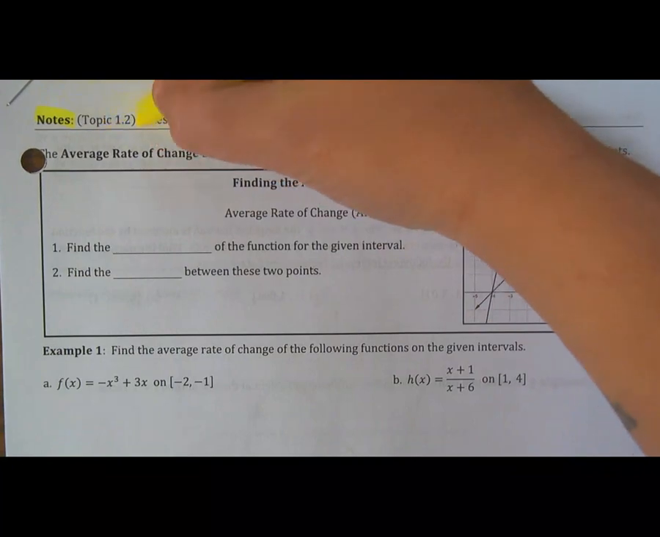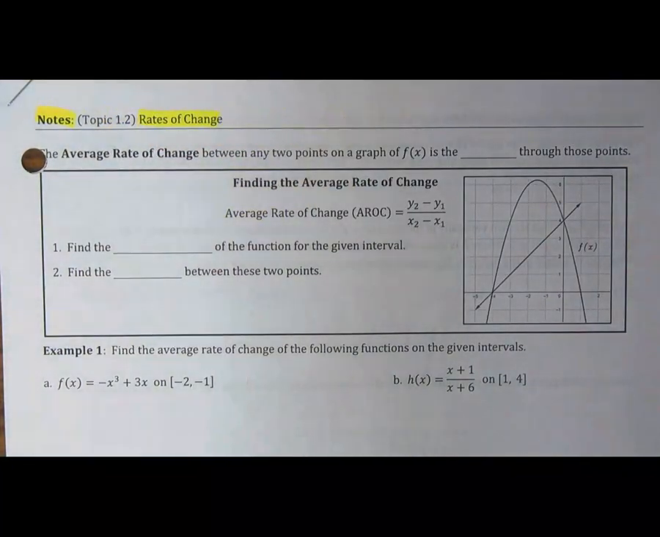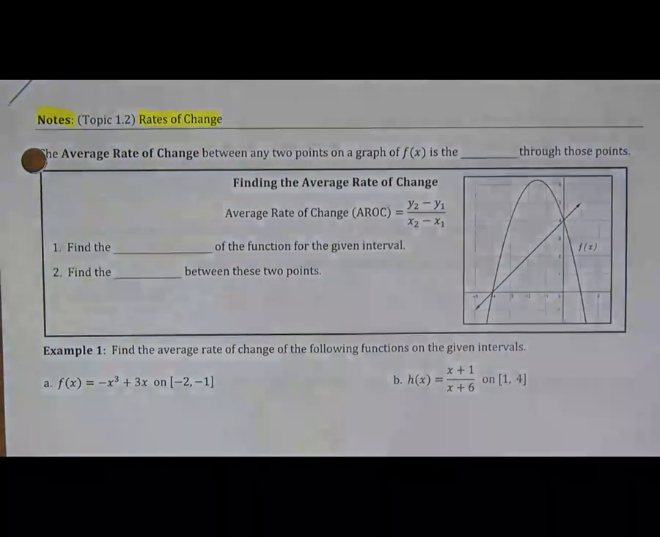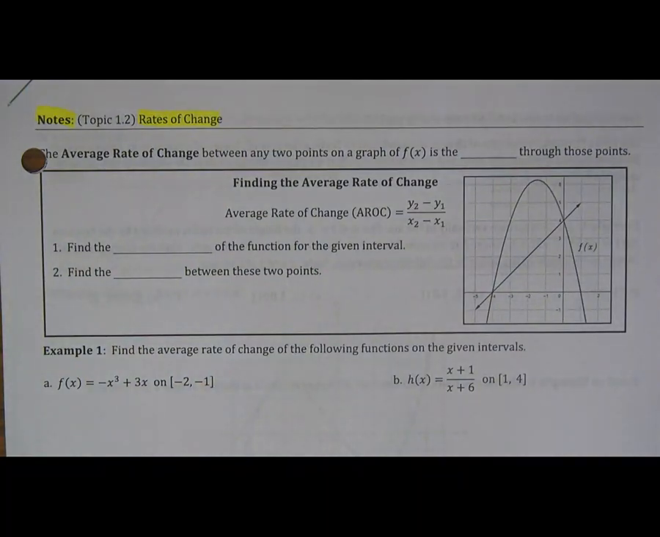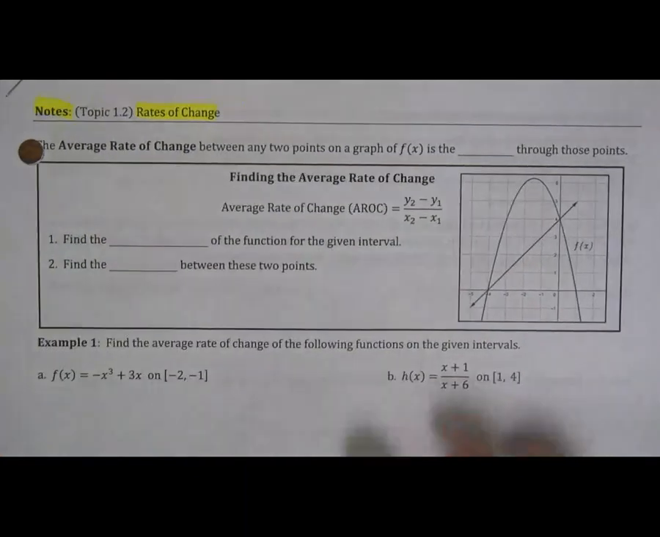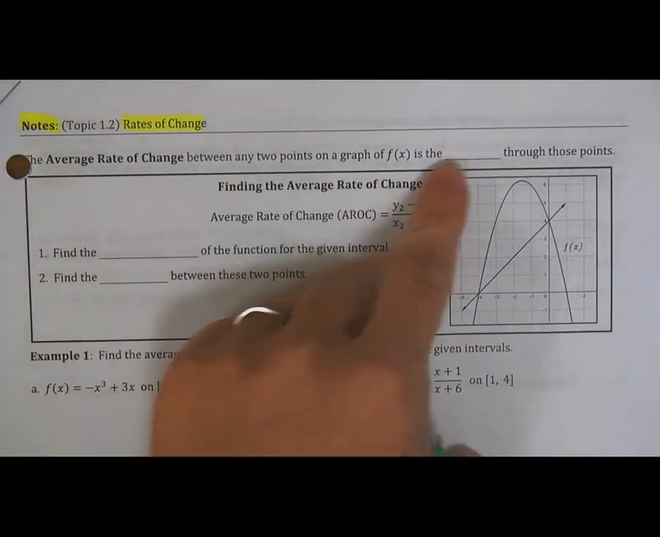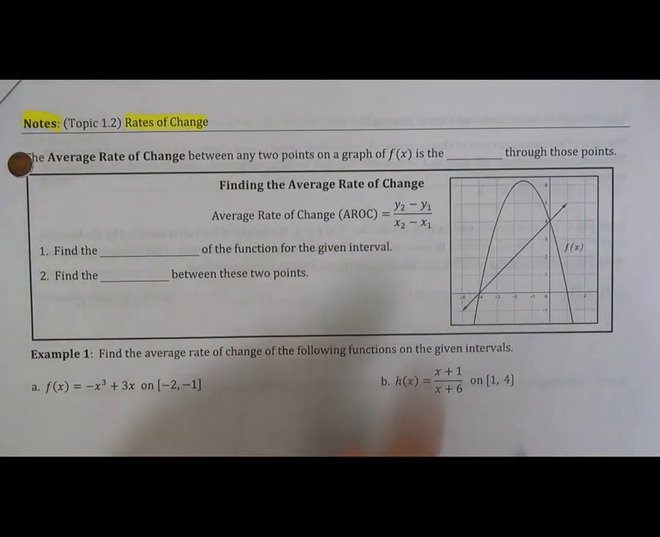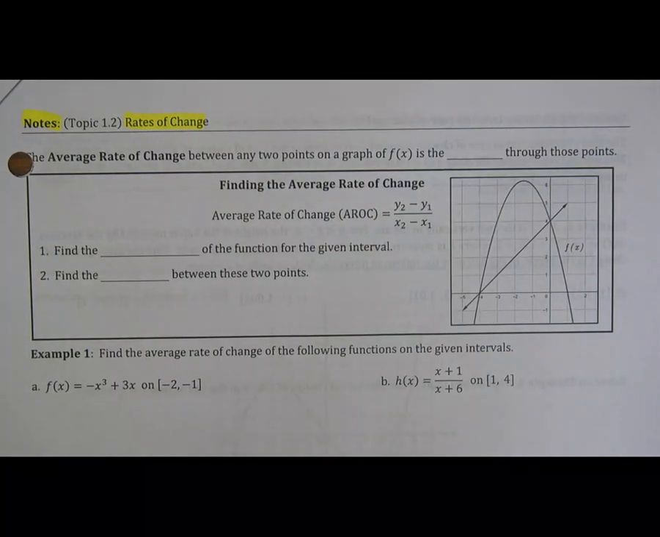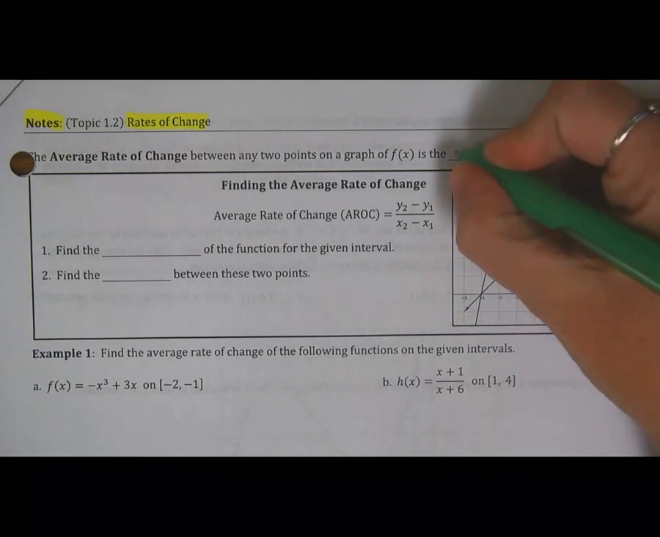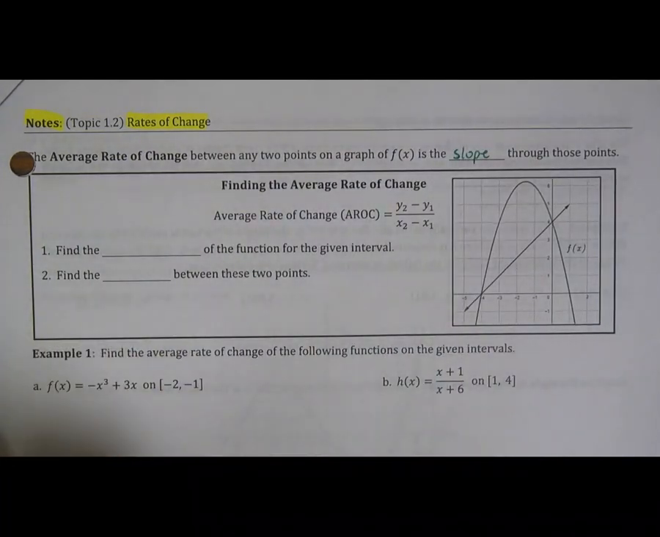Your page. You've got the notes, 1.2, rates of change. You're going to see the abbreviation AROC, A-R-O-C, and that represents average rate of change. And up there at the very top, you've got a little blank to fill in. It says the average rate of change between any 2 points on a graph is the slope through those points.